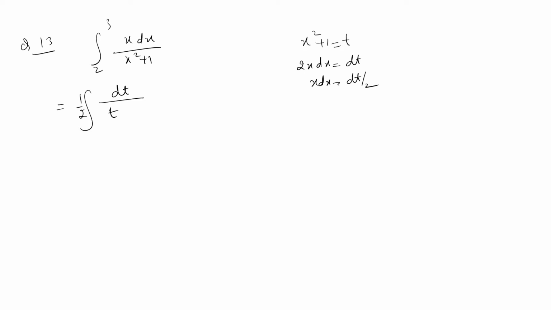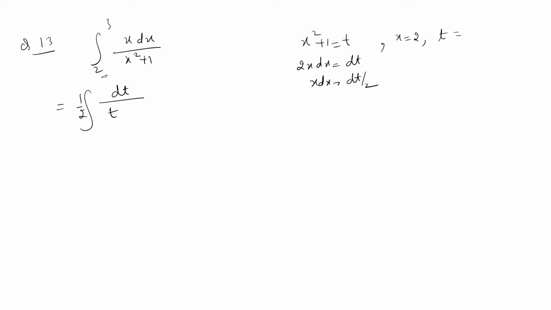But remember, these limits were of x. So now you have changed the question to t and you want to solve it with the help of t. So what should I do? I should change the limits also. So there is no need to go back to x and then put the limits. So how will I change the limits? The limits were of x. So when x is 2, the lower limit, what will happen to t?